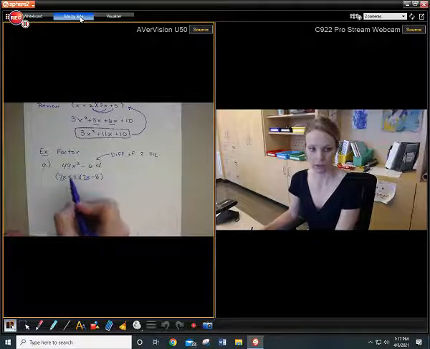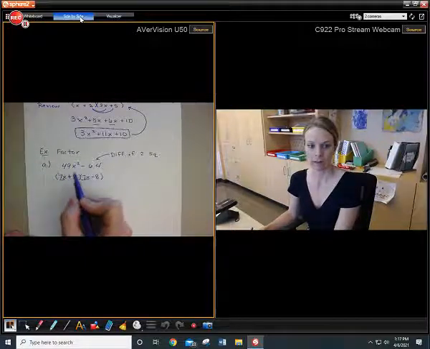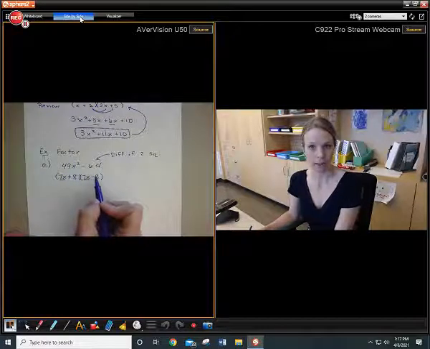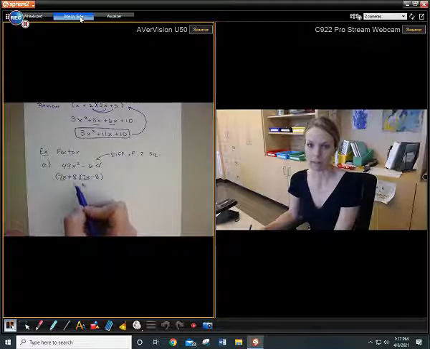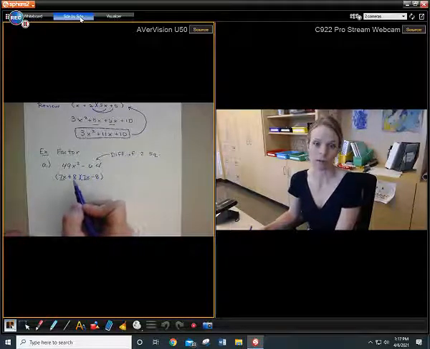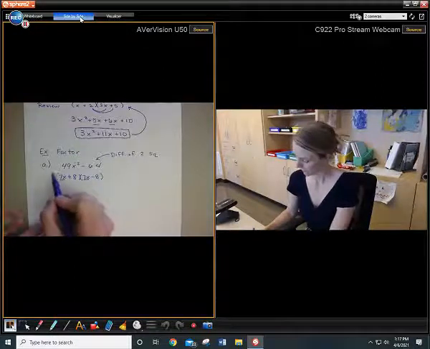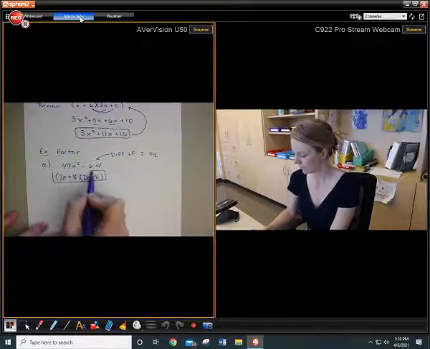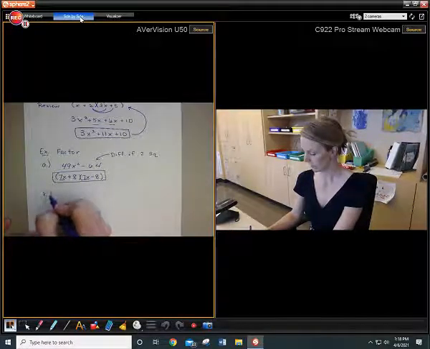And again, I could distribute this to double check. So there's my 49x squared. If I distribute all the way and I did 7x times negative 8, that would be negative 56x. The inner distribution would be positive 56x. So the negative 56x and the positive 56x would cancel. And then the last distribution would be negative 64. Okay, so there is my factored form.